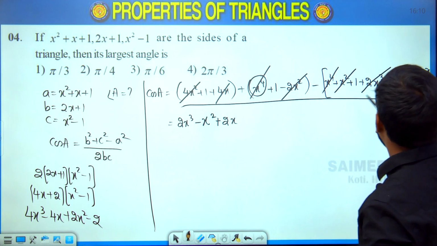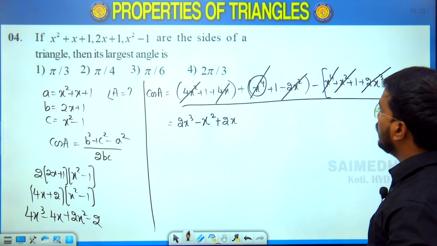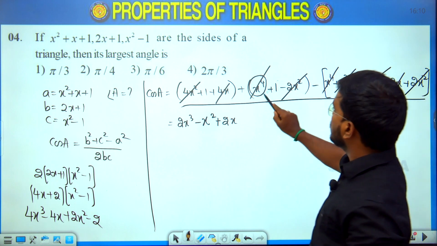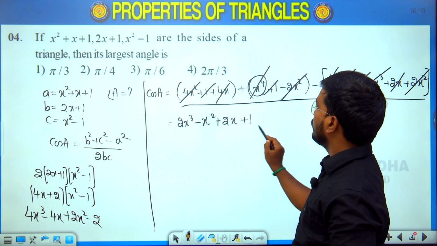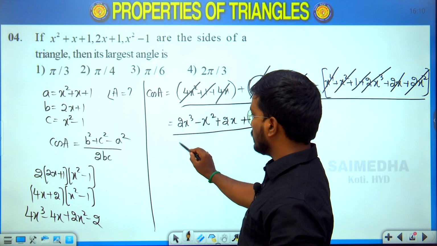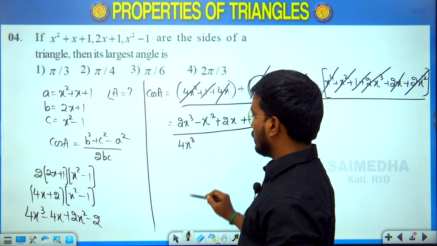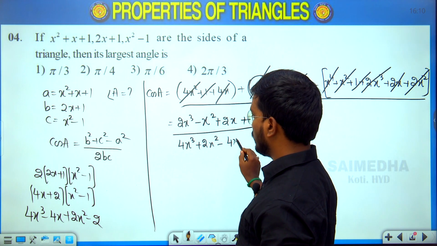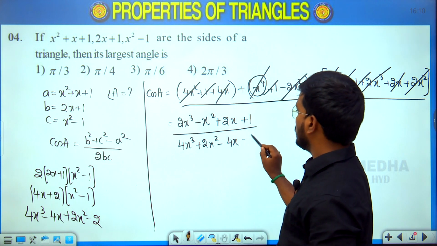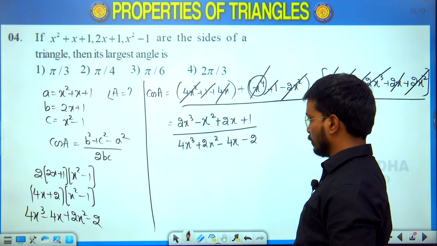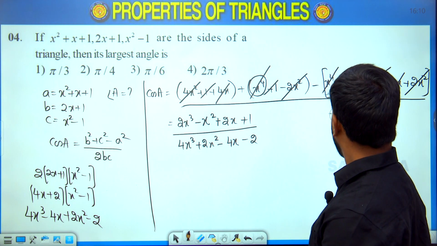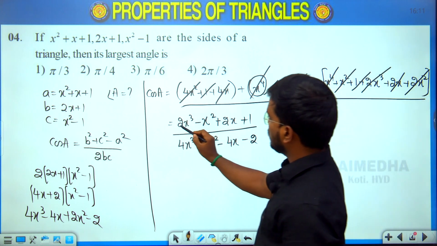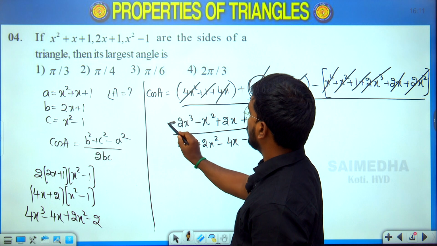4x is gone. Now, 2x is gone. Left out is, this is 1 plus 1, 2, 2 minus 1. 2 minus 1 is plus 1. Whole divided by, in the denominator we can see 4x cube, and then we have 2x square here. This is minus 4x and a minus 2. So, 4x cube, this is 2x cube. 2x cube is minus 2x cube, right? Yes. Here we need to write minus 2x cube.